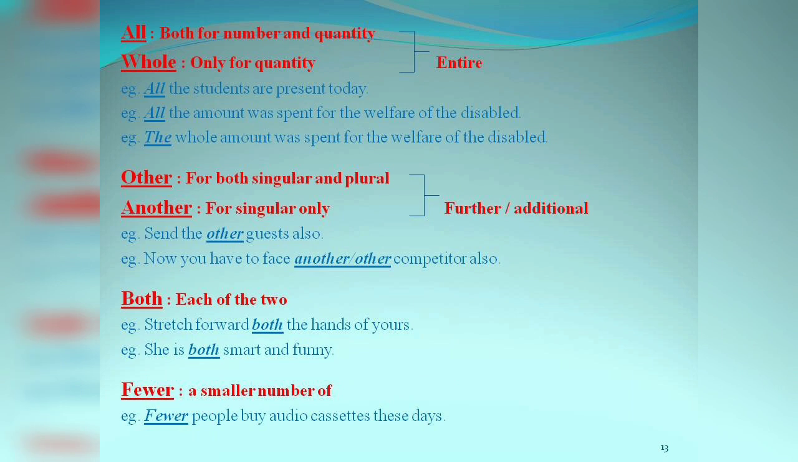Next is all, whole. Both of these determiners mean the same, entire. All can be used in both number and quantity sense, while whole can be used only in quantity sense. I repeat, all is universal in its use and it can be used in quantity and number sense, while whole can be used only in quantity sense. And both of these determiners mean the same, entire, complete.